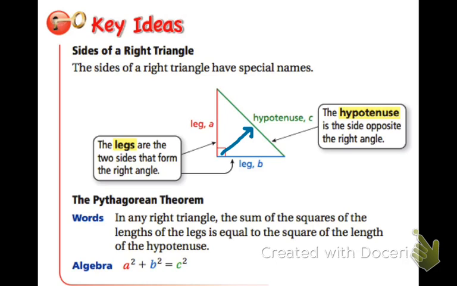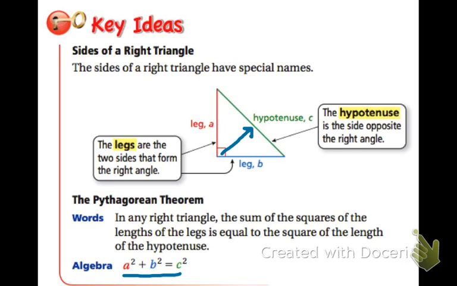So if we were to label them A, B, and C, we could then use algebra to describe the Pythagorean theorem. So in words, it says that in any right triangle, the sum of the squares of the lengths of the legs is equal to the square of the length of the hypotenuse. And I know that's a lot of words.